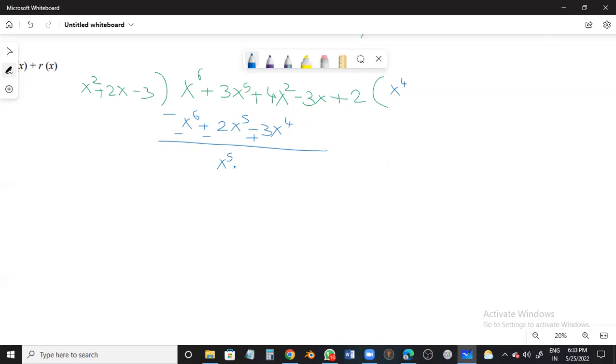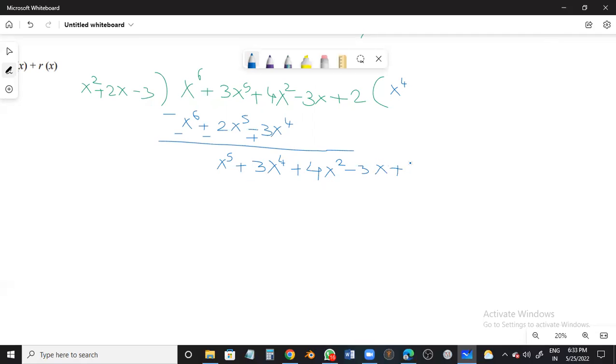There is no x raised to 4 term other than minus 3x raised to 4, so it is minus 3x raised to 4 only. And there is no cube term. So I have to just carry the rest of the things: 4x square minus 3x plus 2.